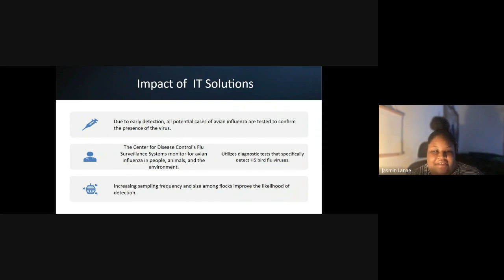Early detection of avian influenza by the CDC's flu surveillance systems ensures that all potential cases are tested to confirm the presence of the virus. Diagnostic tests specifically designed to detect H5 bird flu viruses are employed, and increasing the sampling frequency and size among flocks enhances the likelihood of detecting the virus. This proactive approach strengthens efforts to prevent and control the spread of avian influenza. Next slide.